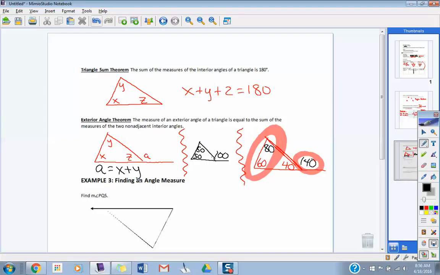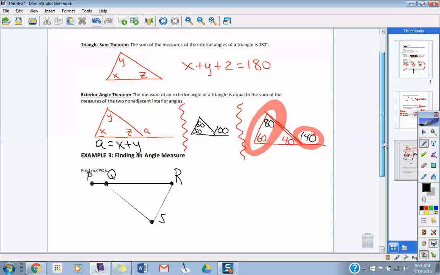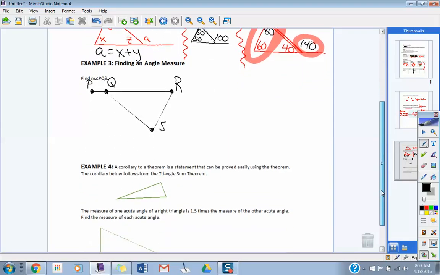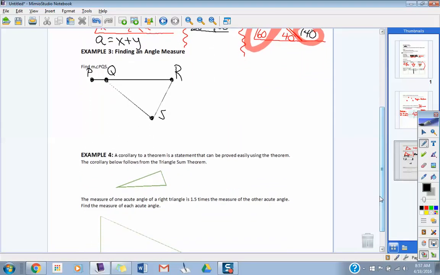Okay, I need to label this triangle first, so you do the same thing. This point is P over here. This is Q. This is R. Down here at the very bottom is S. Okay? And we have to find the measure of angle PQS, how many degrees this is. And I'll show you how we're going to label my triangle. So make sure you've got those vertices in there.